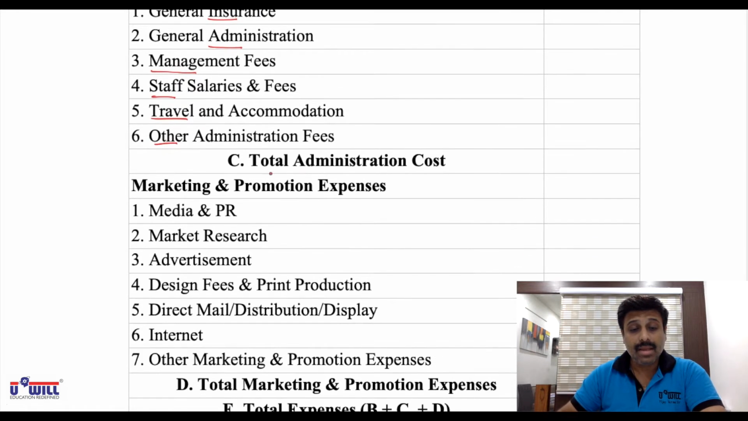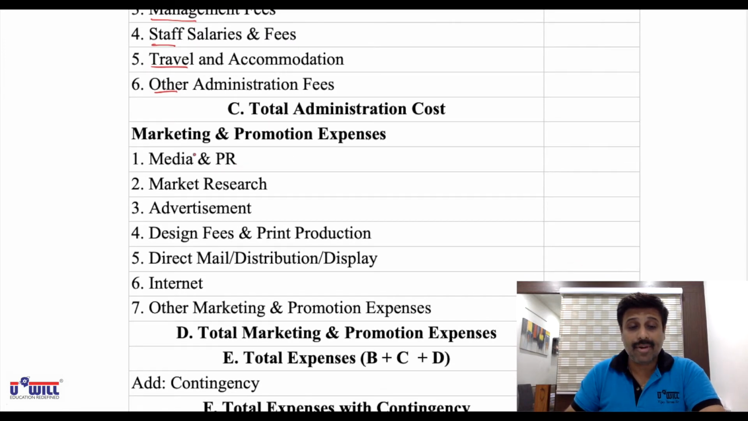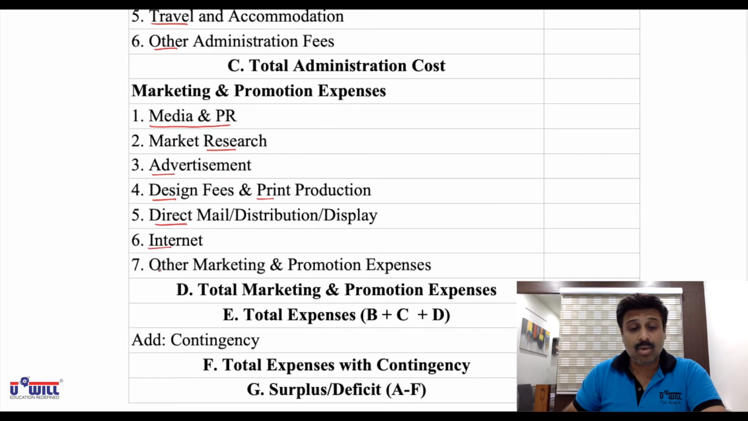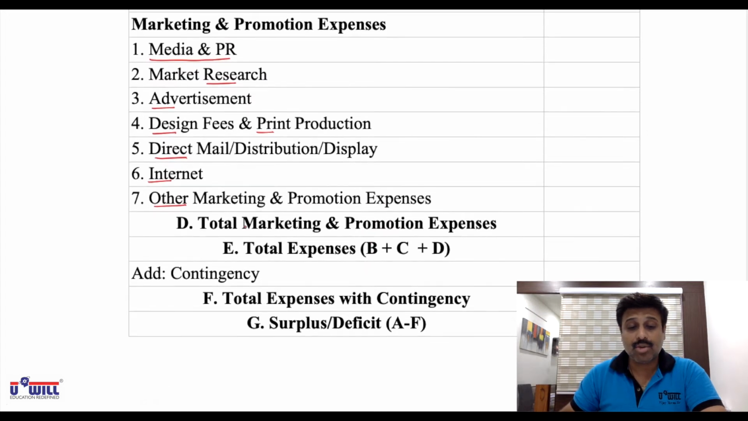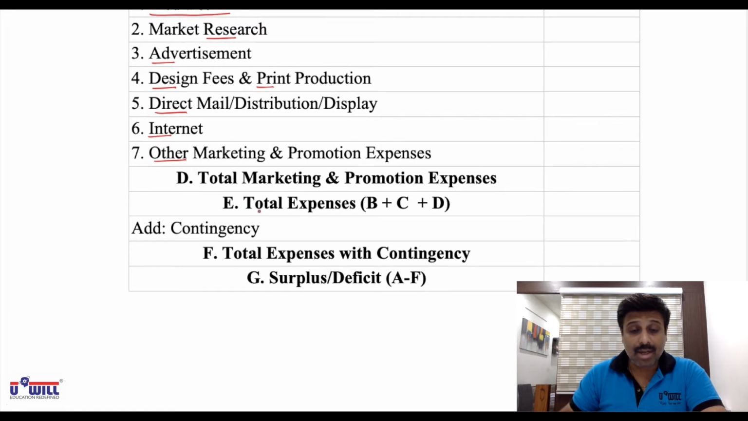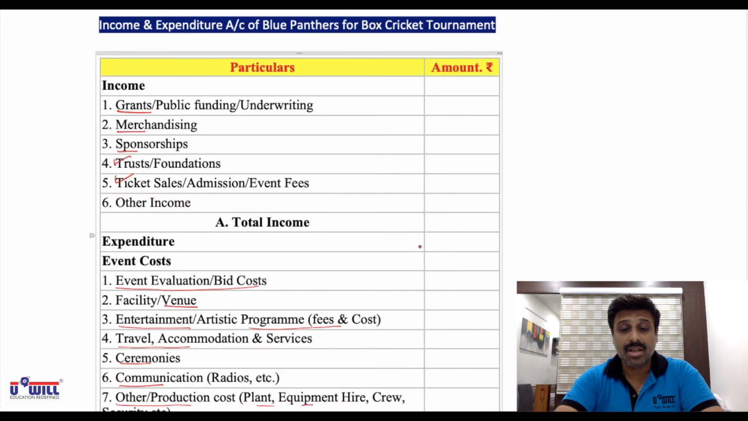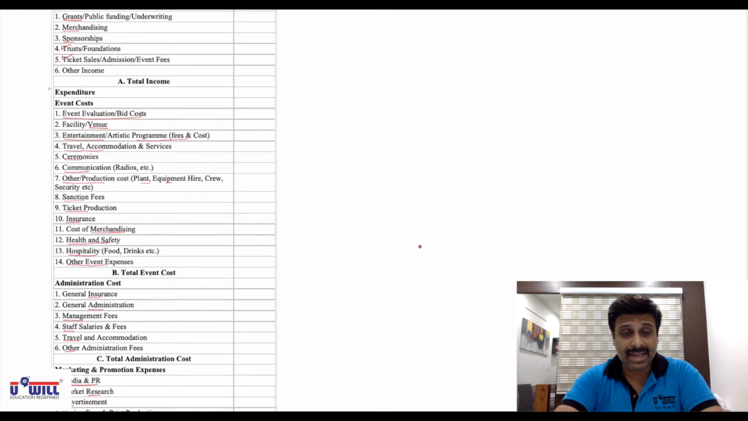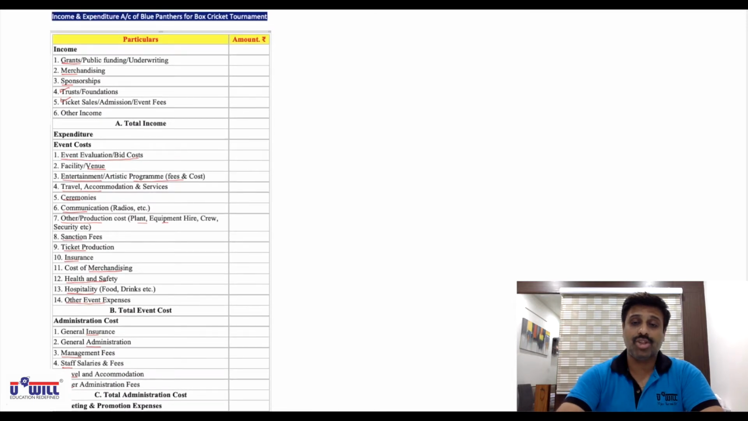Then in marketing and promotion expenses, M, media and PR, radio, R, market research, A, advertisement. D stands for design fees and print production as well as design, mail, distribution or display. Then I, internet, and O, other marketing and promotion expenses. So you get total marketing and promotion expenses. Then you add total expenses, B plus C plus D, add contingency, total expenses including contingency, and then surplus or deficit. So all of you can refer to this format we had done in the last lecture. Pause the video and all of you make this entire format. Then we solve the question.